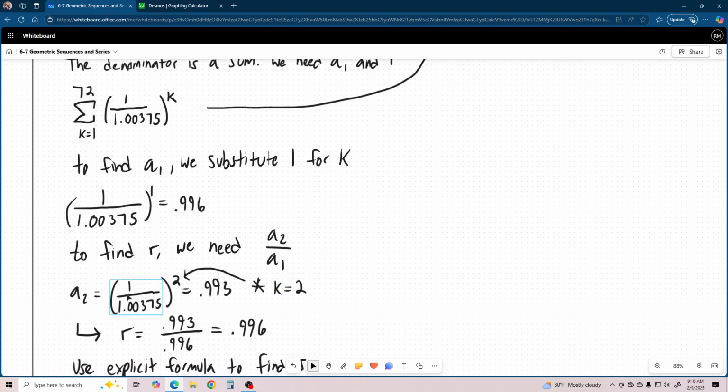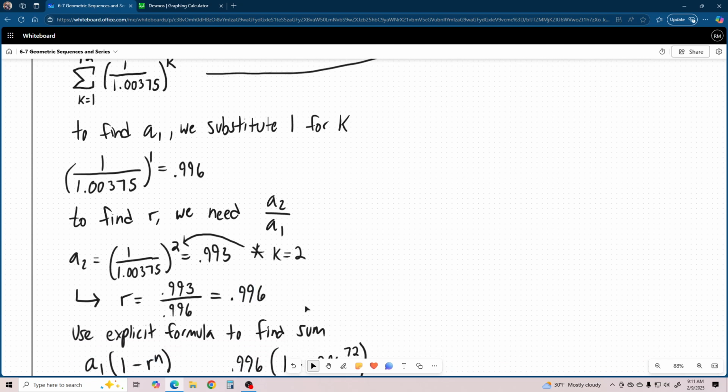So here we have 1 over 1.00375, but all of this squared, right? And when we solve all of this, we get 0.993. So we had 0.996. Now for a sub 2, we have 0.993. So we can do 0.993 over 0.996, and that'll give us our common ratio, which in this case is also 0.996. I mean, it goes out a little farther. They're not the same number, but when we round it to 3 decimal points, it's effectively the same number.